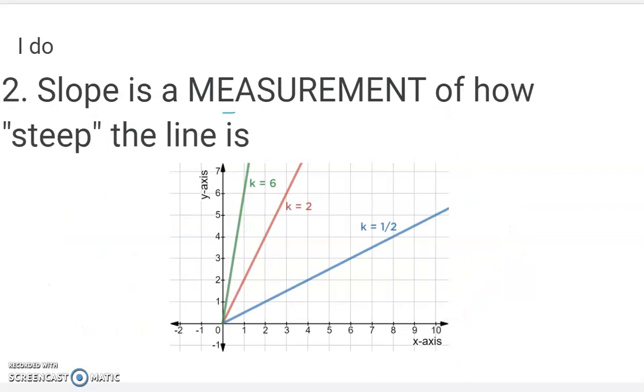Two, slope is a measurement of how steep the line is. We can calculate the actual number. It's a measurement. This green line has a slope of 6. It is steeper than the red line, which only has a slope of 2. Steeper lines have higher slopes. Less steep lines have lower slopes. The blue line has a slope of 1/2. It's even less steep than the other two.